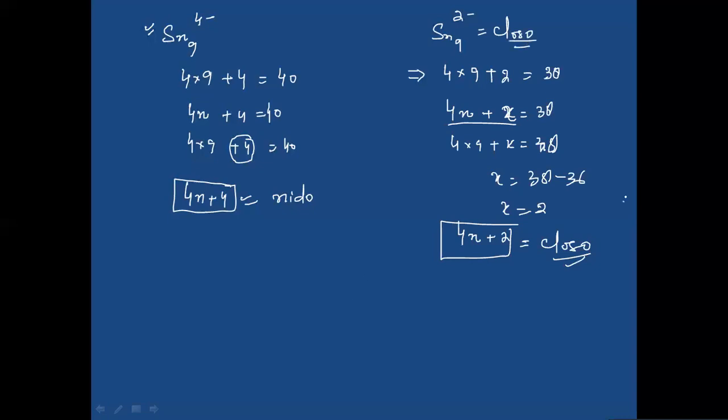Let us take certain more examples. Let us take the example of Bi5 3 minus.